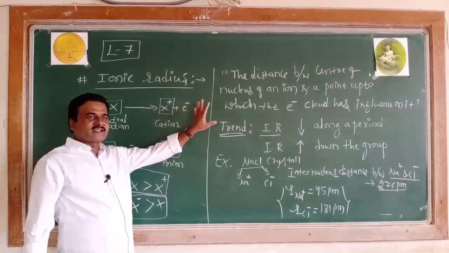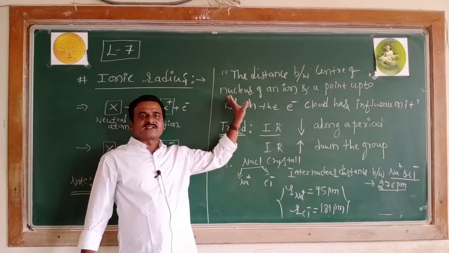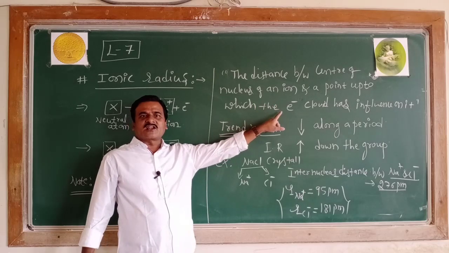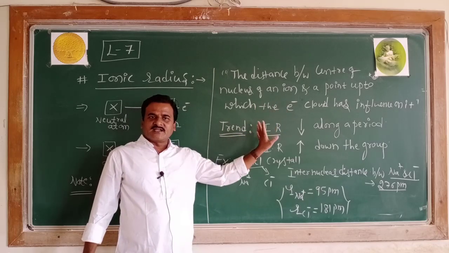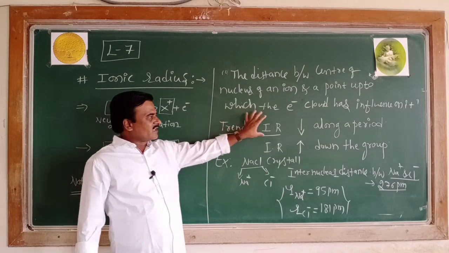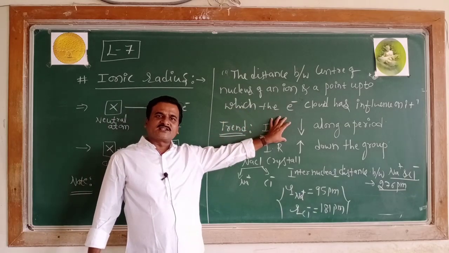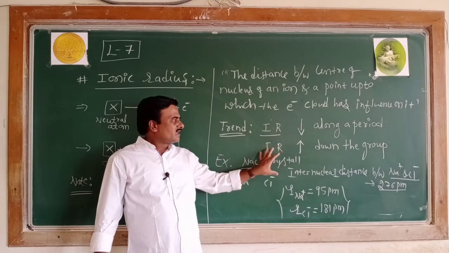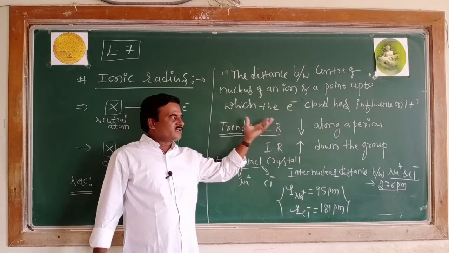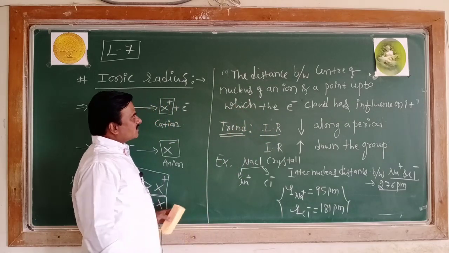What is ionic radius? It is the distance between the center of nucleus of an ion and a point up to which the electron cloud has influence on it. Now, what is the trend of this ionic radius? It decreases along a period, same as that of the atomic radius, and increases down the group. The same reason we can account for the ionic radius too.